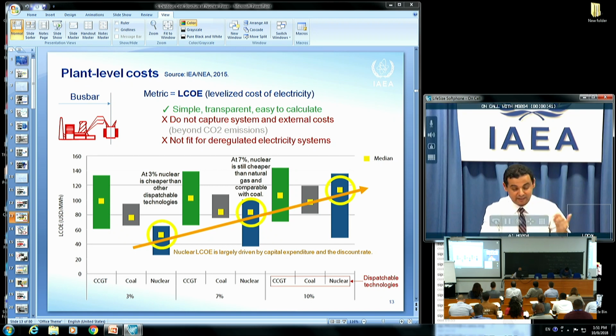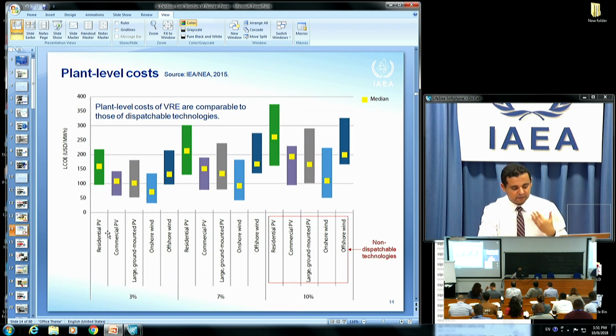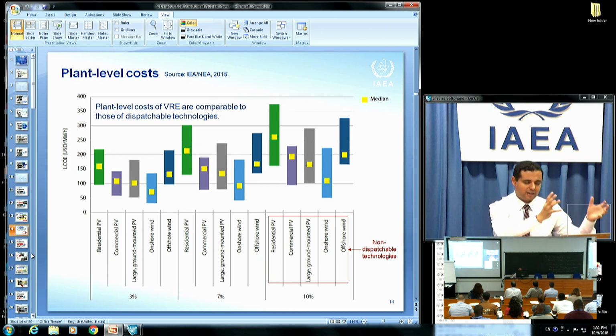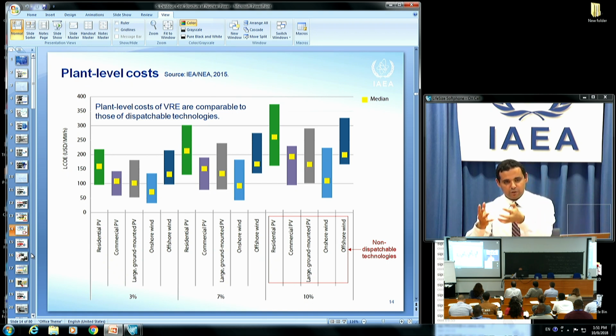So slide 14. In slide 14, the LCOE values are provided for non-dispatchable technology. As I said a few minutes ago, we make a distinction between dispatchable technology, so nuclear compared to coal, compared to gas. This is the graph you saw on the last slide. And we distinguish this from non-dispatchable technologies, which are basically renewables. And this slide is about renewables.